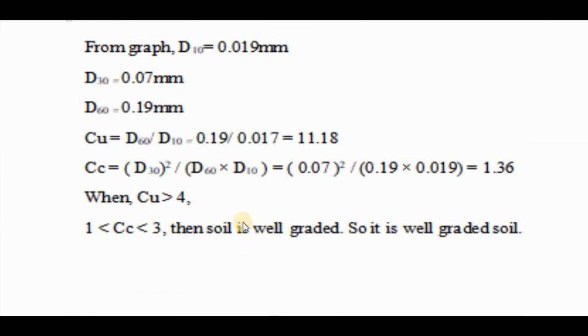After classifying the soil, this is termed well graded soil, as Cu is greater than 4 and Cc is between 1 and 3. So the soil is well graded. This is the end of this experiment.